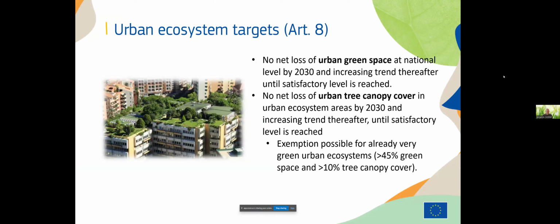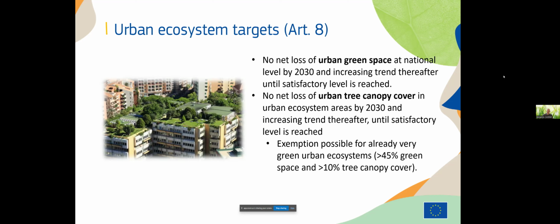This is my baby, the urban ecosystem target. A little bit easier to write out. Anyway, there should be no net loss of urban green space at national level by 2030, and after that there will be an increasing trend until a satisfactory level is reached, and the same for tree canopy cover.